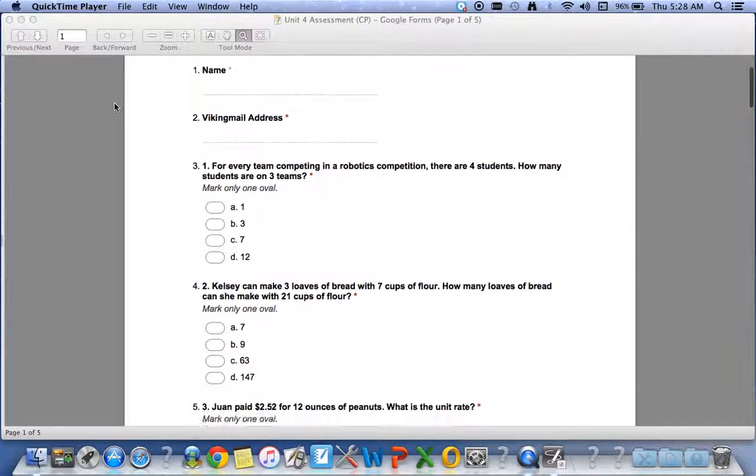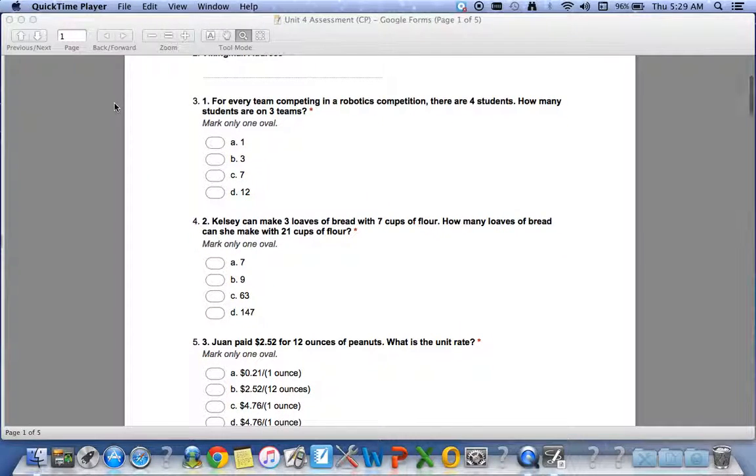Number 2. Kelsey can make 3 loaves of bread with 7 cups of flour. How many loaves of bread can she make with 21 cups of flour? Mark only one oval. A. 7, B. 9, C. 63, D. 147.